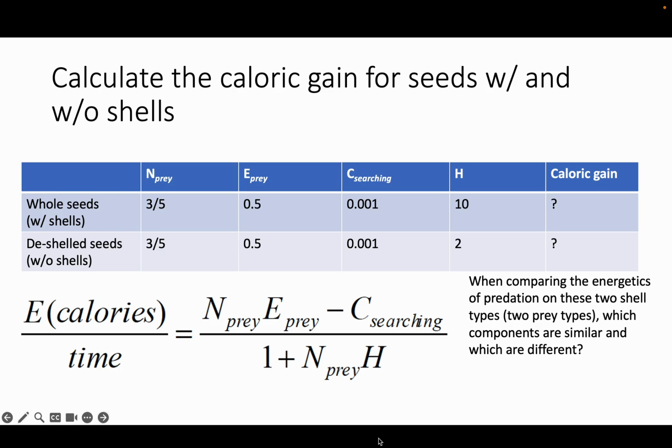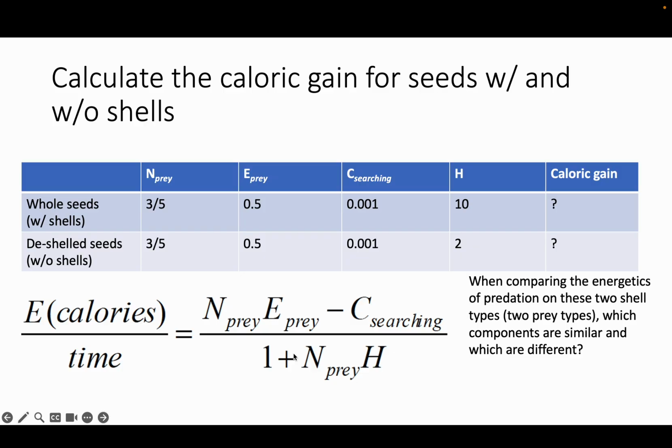So without even plugging it in, you know that the seeds with the longer handling time, so these are the seeds with the shells, these are animals that are harder to kill, it's going to give the predator a lower caloric intake overall, assuming all the other variables are the same, because the handling time is in the denominator. So for this, all you have to do is plug the values into the equation and solve. Now remember, please pay attention to order of operations. So remember to multiply everything first before you subtract C searching, and then down in the denominator, multiply this before you add it to 1.